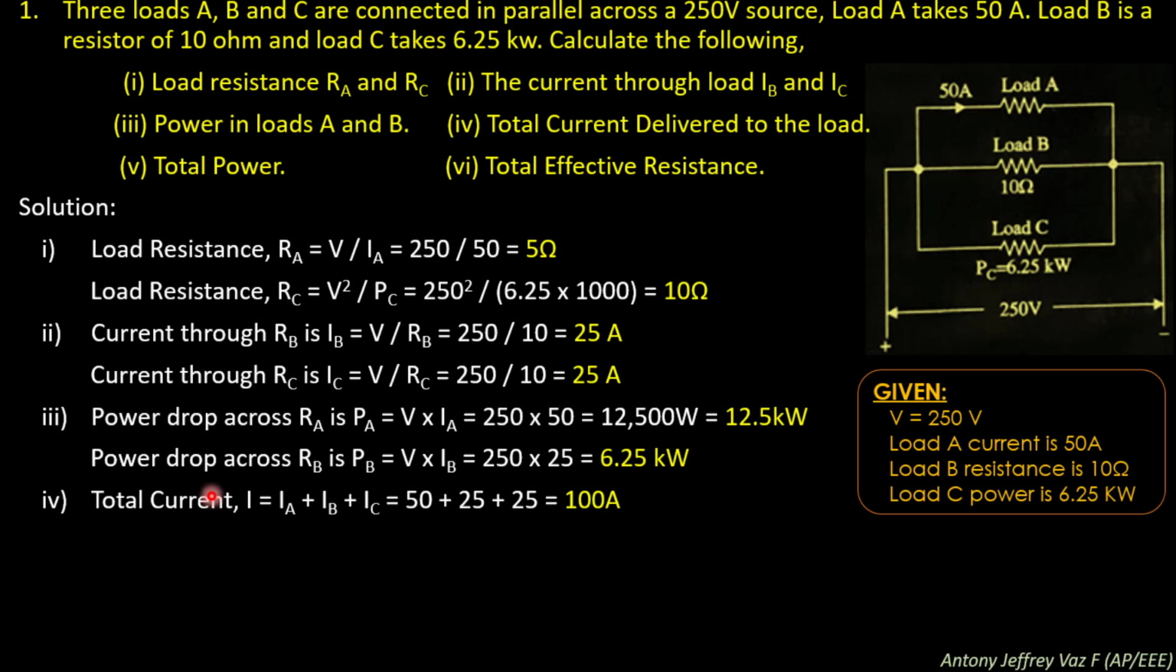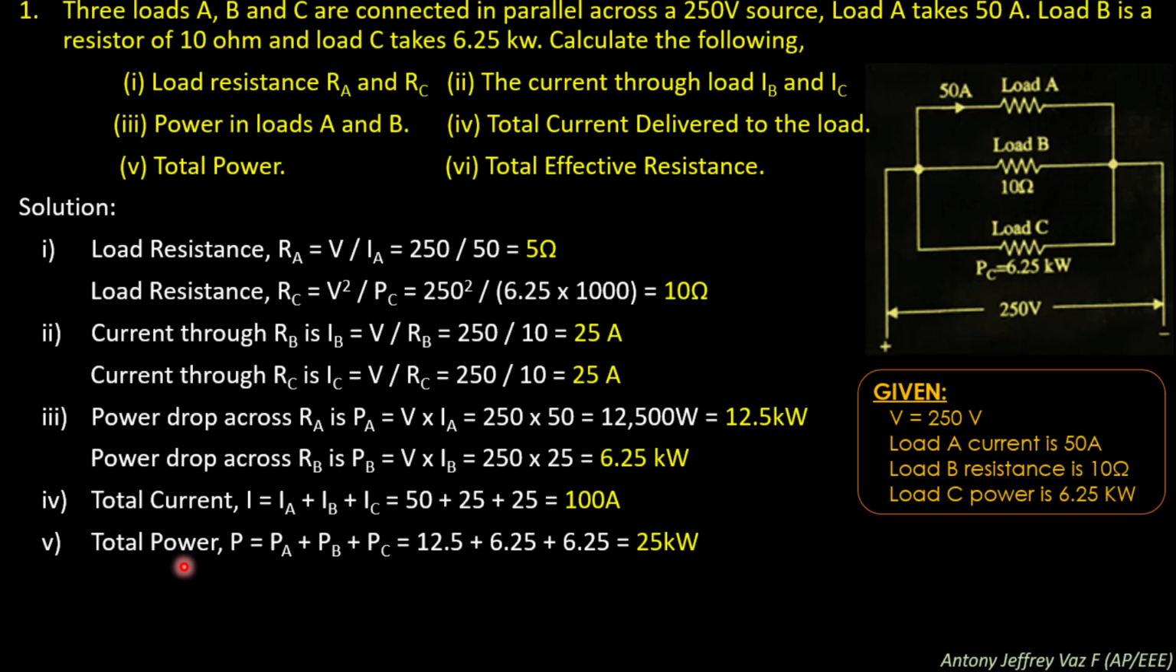Next you are going to find the total current. So total current I is equal to IA plus IB plus IC. Here you need to add the three currents. The total current flowing through this line will be divided into three parts, one for IA, the other for IB and the other for IC. So to find the total current I, you need to add all the currents IA, IB and IC. This will give you 50 plus 25 plus 25, which is equivalent to 100 amperes of current delivered to the load.